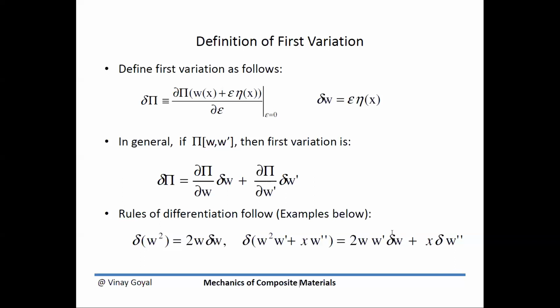Keep in mind the first variation of W is simply this extra thing we added. We took the function and added an arbitrary function times an infinitesimally small scalar quantity. That's really what we've done. There's nothing more to it.